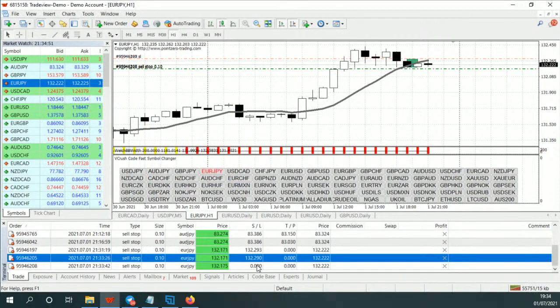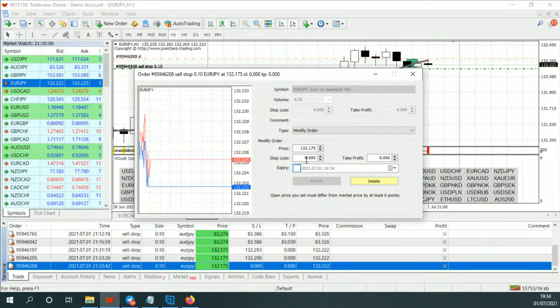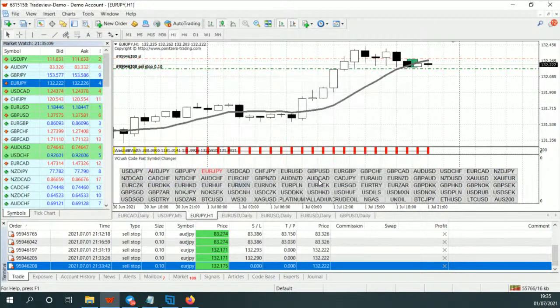The last trade also gets the same thing. Set the stop loss 132.29. All right, so set the stop loss there at 132.29. There you go. So you have the same stop loss for the 3 sell orders.